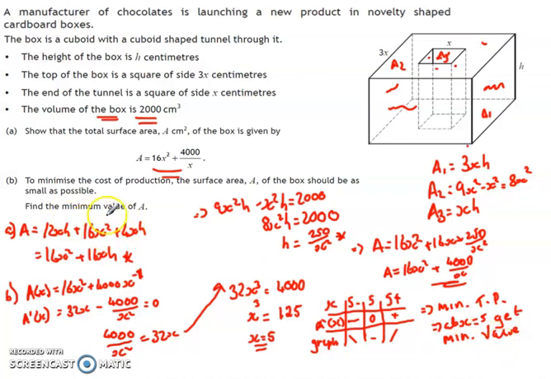What we then have to do is find this minimum value of A, and to do that we simply take x is equal to 5 and plug it into here. So we'd simply say that A is equal to 16 times 5 squared plus 4,000 divided by 5, which in this case is 1,200. So there you go, the minimum value of A.